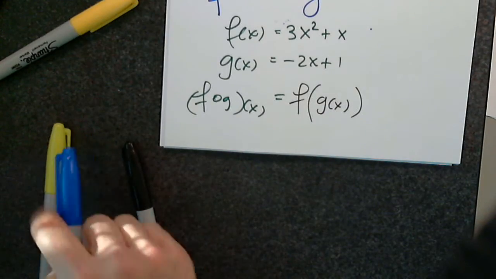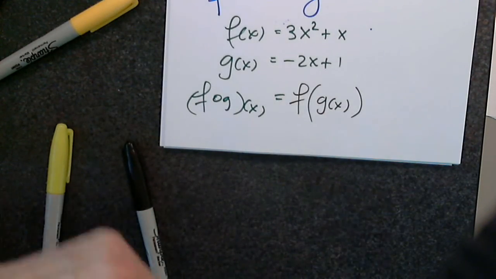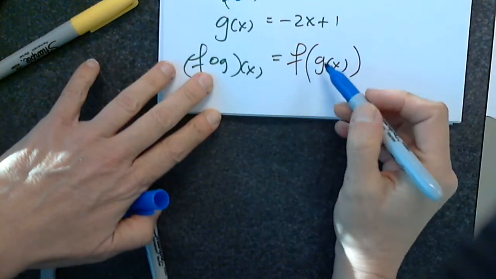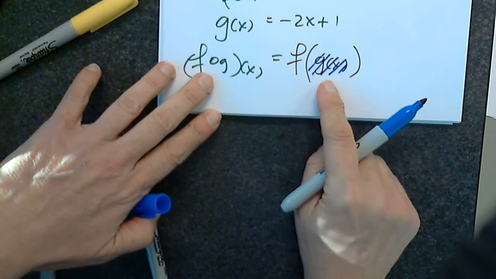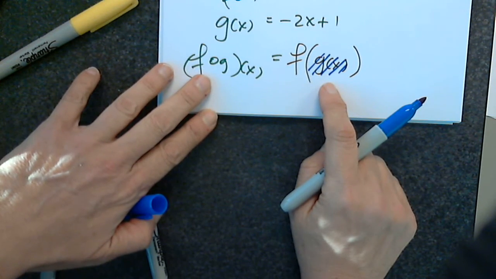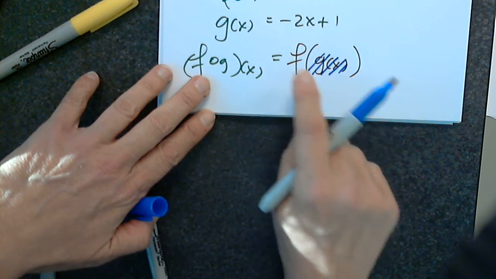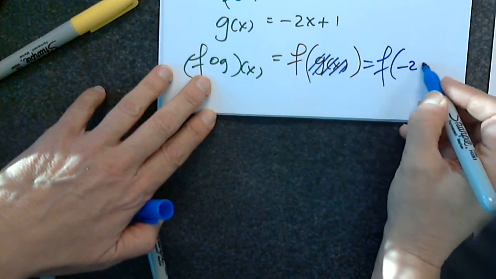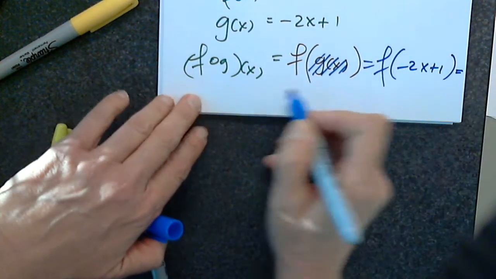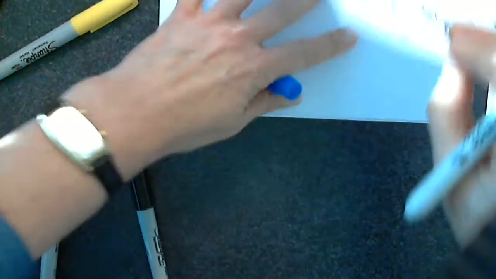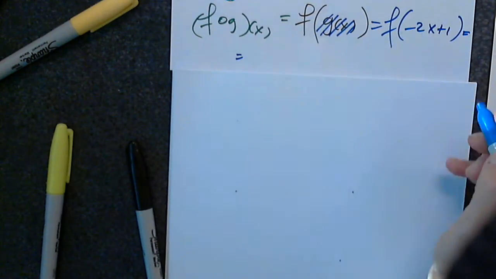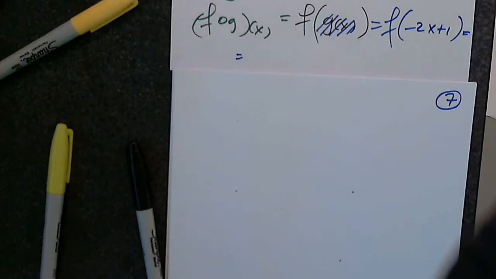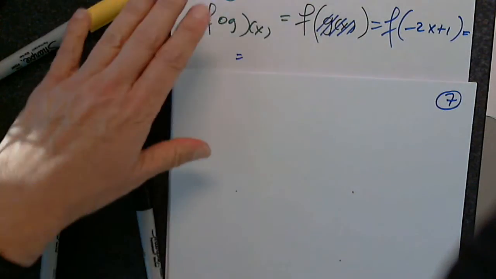So we're not given values. We are trying to find the function. You don't have to erase this. I'm just making a point. What do I replace this by? Very good. G of x, negative 2x plus 1. So this is f of negative 2x plus 1. Now stay with me. This is very important. We know this from the previous chapter. This is not new.